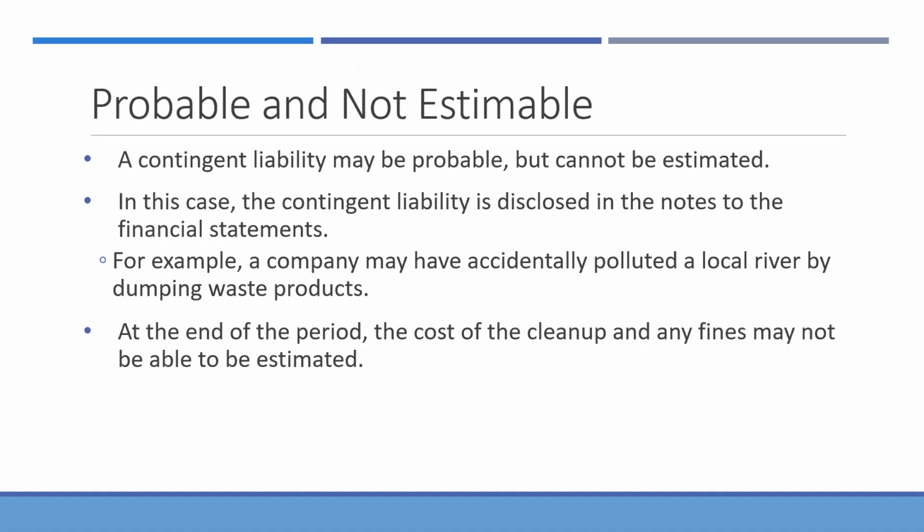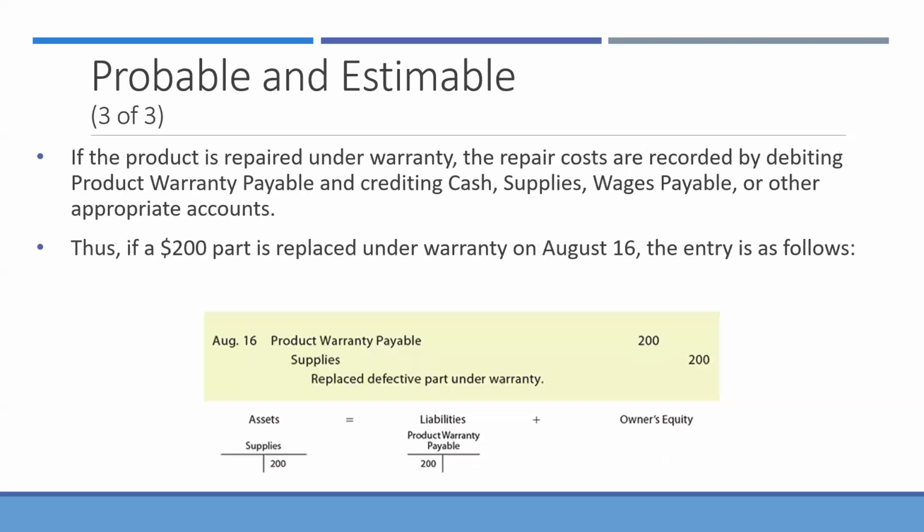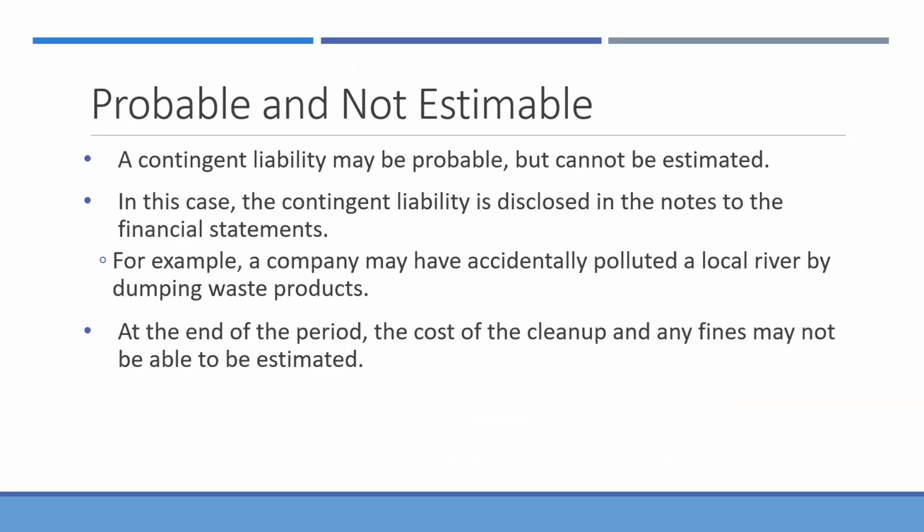Probable and not estimatable gets disclosed. Because we're not able to estimate, we can't put a price on it. And because we can't put a price on it, we can't record a journal entry. So we're not going to accrue it, but we are going to disclose it in the notes to the financial statements under contingent liabilities or whatever.